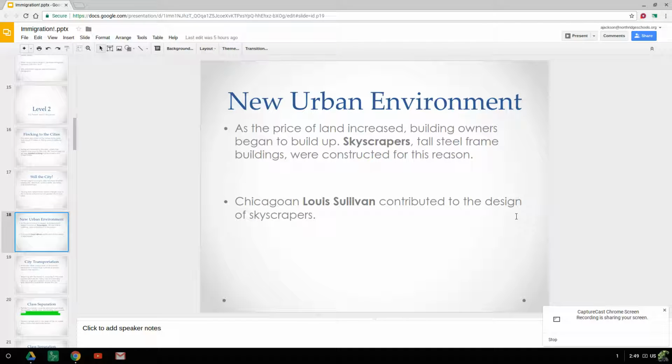New urban environment. Cities are expanding so rapidly. Anytime that you have a high need of something that has a low supply, the price always increases. And that is what's going on with land in the cities. Building owners began to build up, and we see the rise of skyscrapers that were constructed for this reason. You see, it was cheaper to build up than to expand and buy more land. So that is why we continue to see the buildings get bigger and bigger and bigger. And it changes our urban landscape forever with skyscrapers.